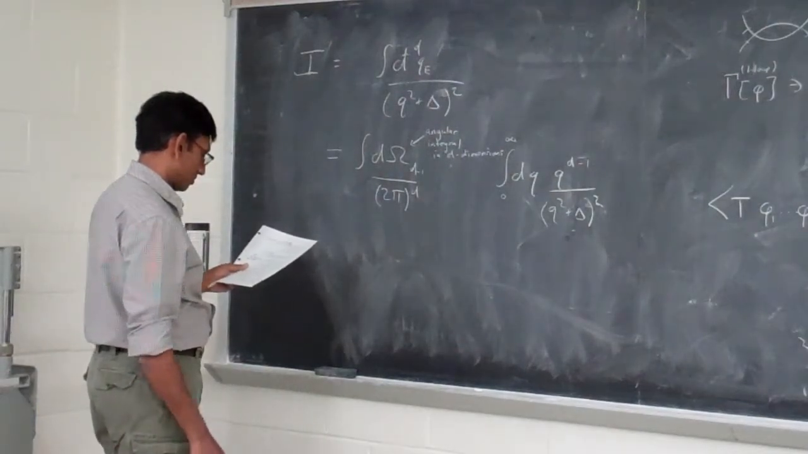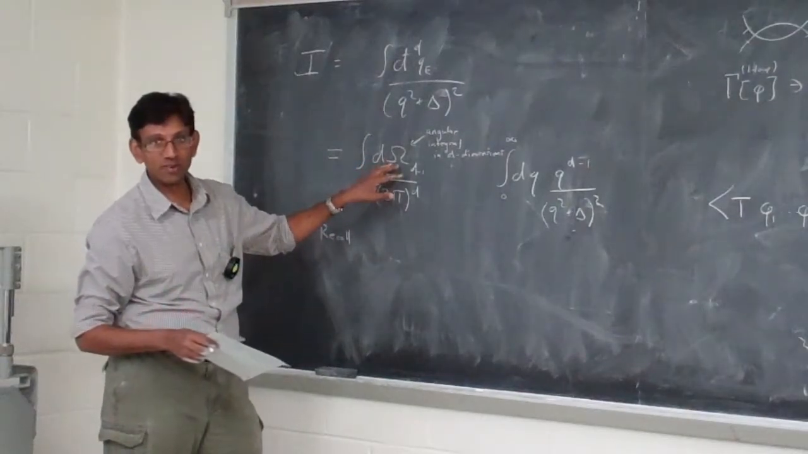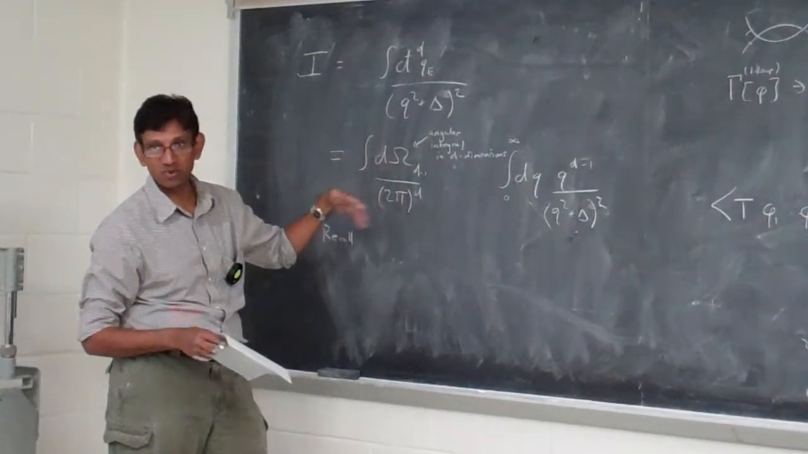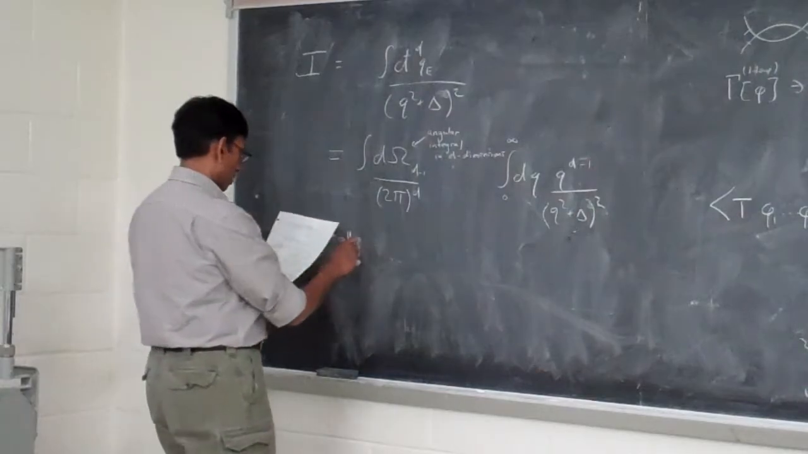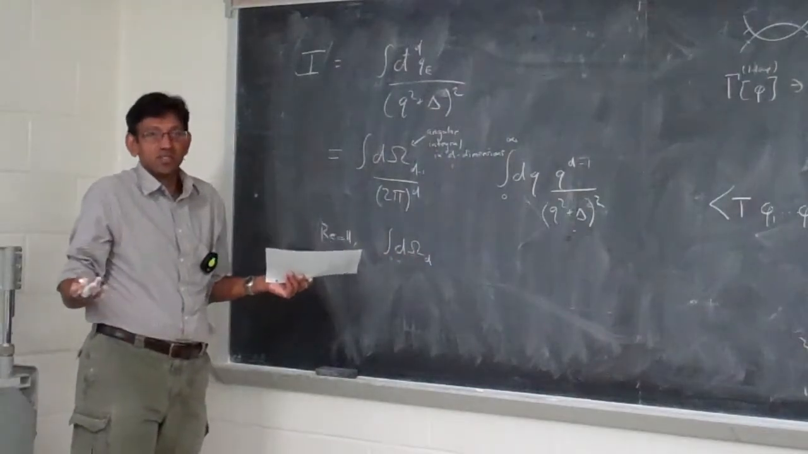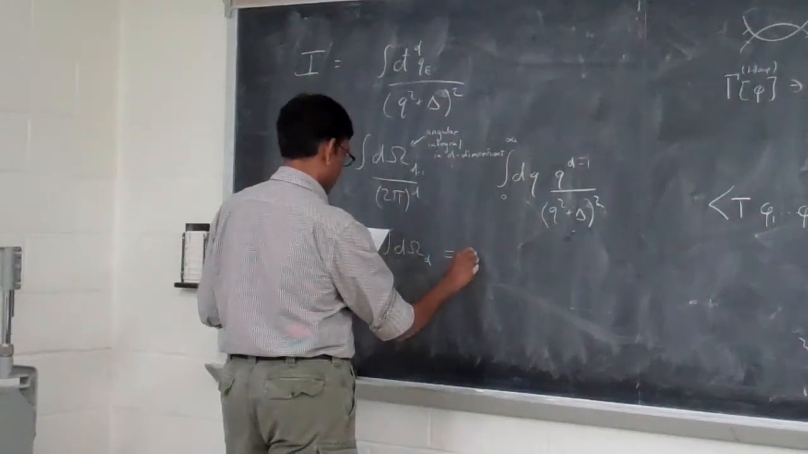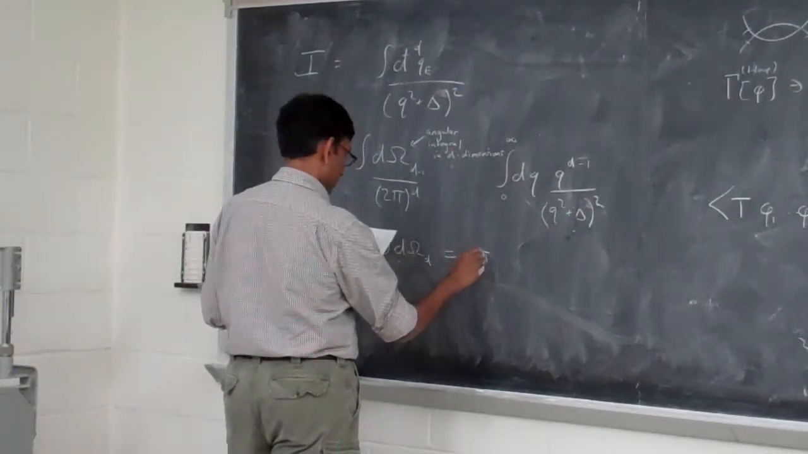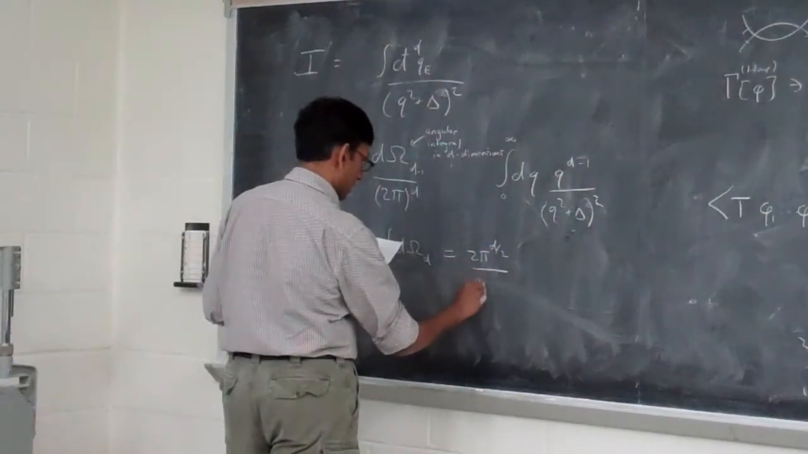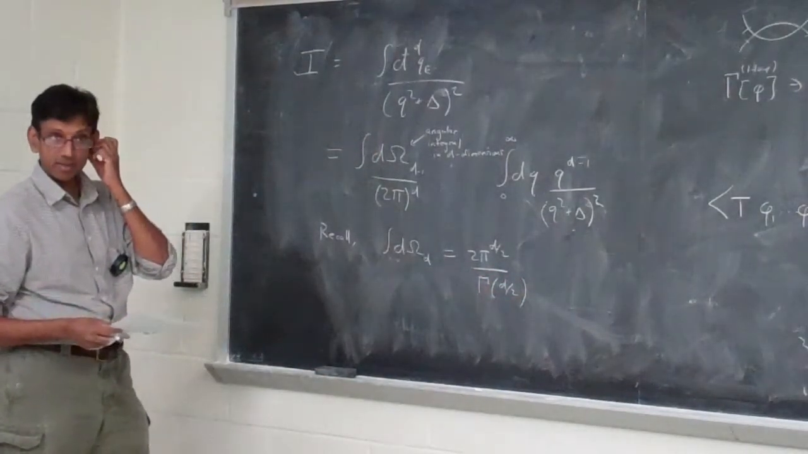So recall, we once had to do a four-dimensional angular integral in the self-energy case. And while I was at it, I just did the n-dimensional angular integral. So I already gave a formula. So recall that the integral d omega d, again, just thinking of it as an integral, is equal to 2 pi to the d over 2, over gamma of d over 2.